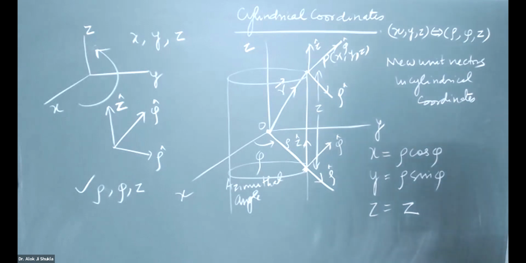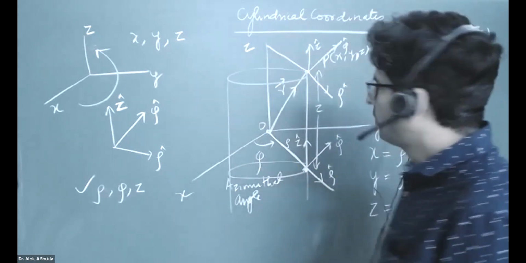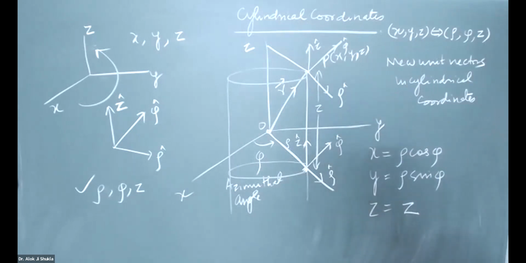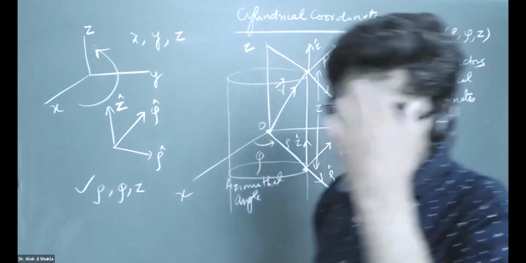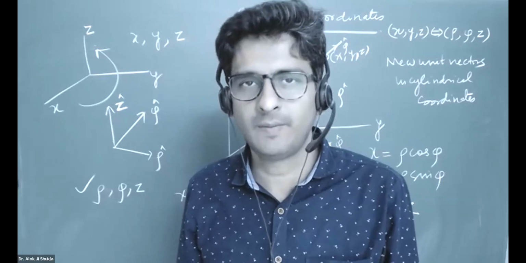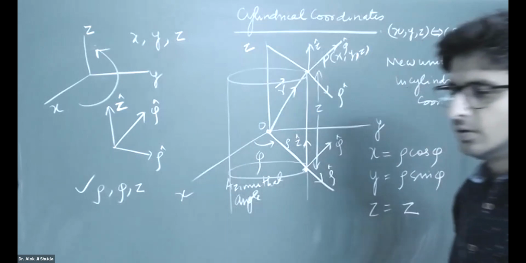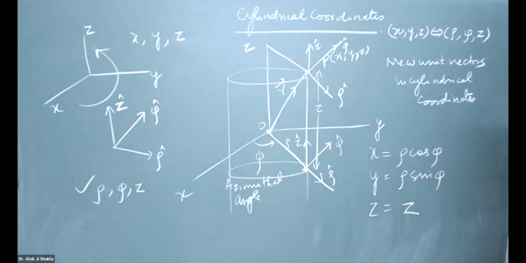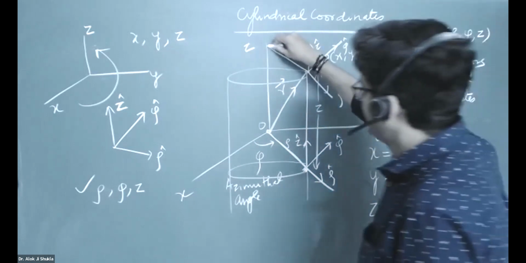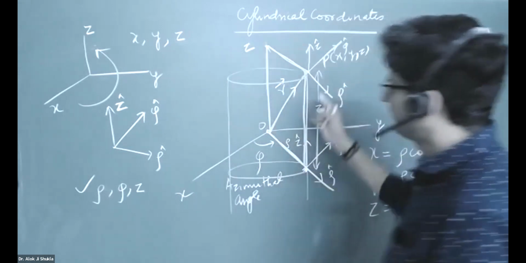And I told you, if you remember, that three planes perpendicular to each other made your Cartesian coordinate. You remember that? So here also, three perpendicular planes will make the cylindrical coordinate. One plane is this, which I have made like a door. Can you see it like a door?